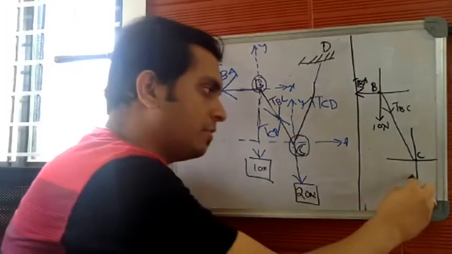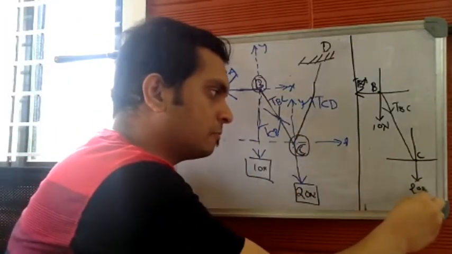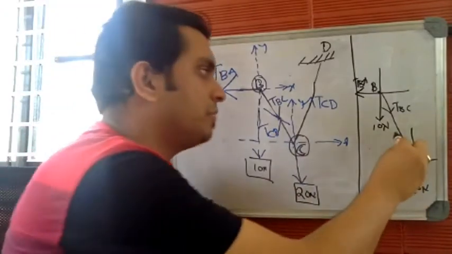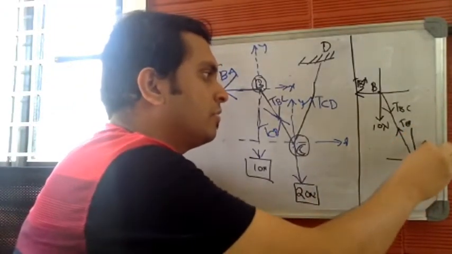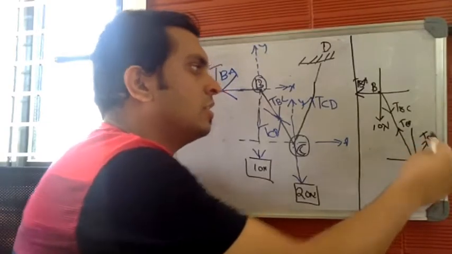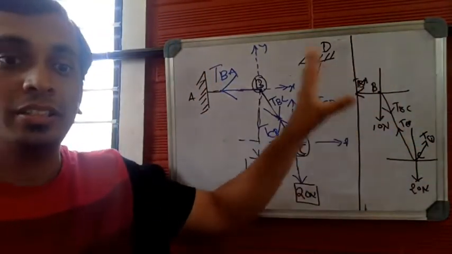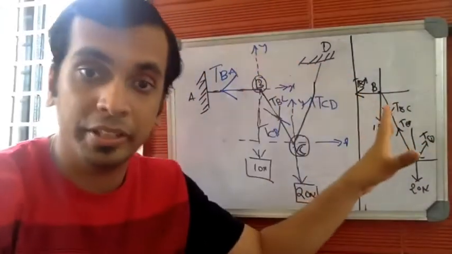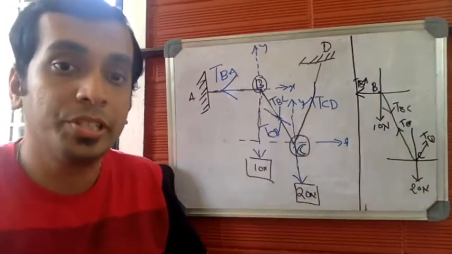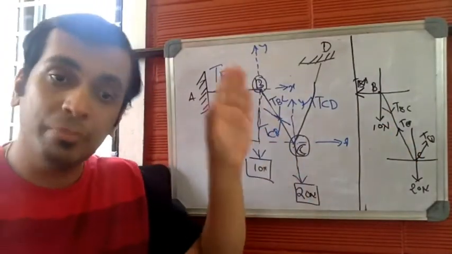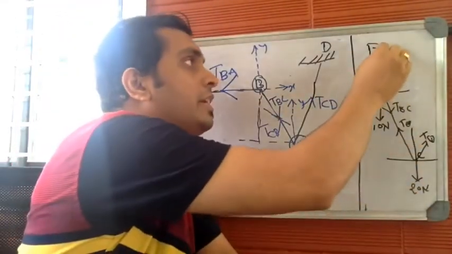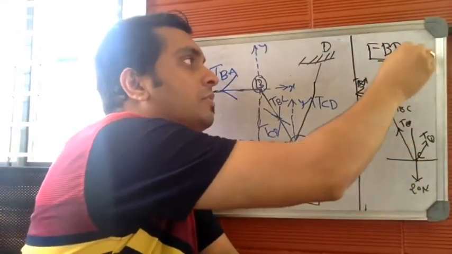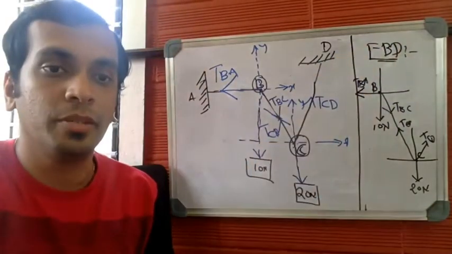Done. Now come to the junction point C. Observe here. You have 20 Newton suspended load and TCB, which moves in this direction. And finally, you have TCD. As simple as that. Drawing the free body diagram is very simple here in all the problems related to cables. In fact, all the problems related to cables are easier than the previous set of numericals. So this will be the free body diagram.